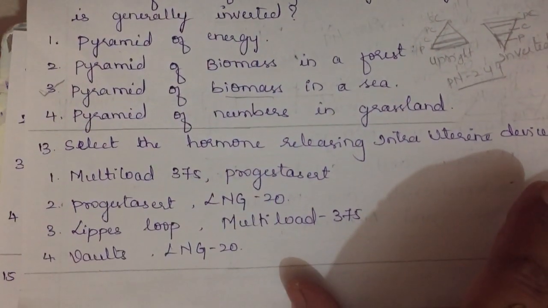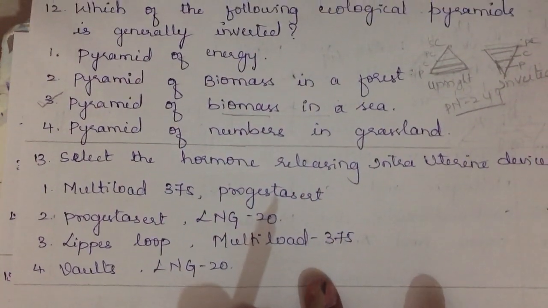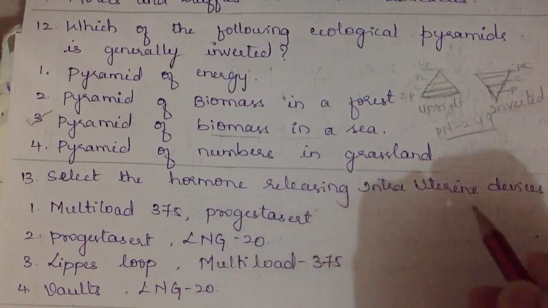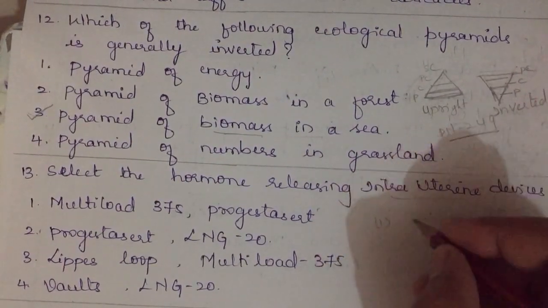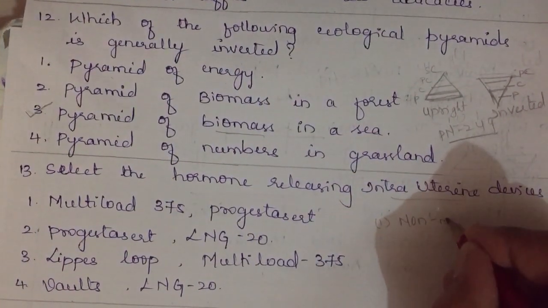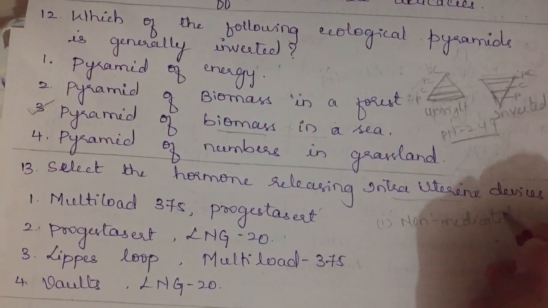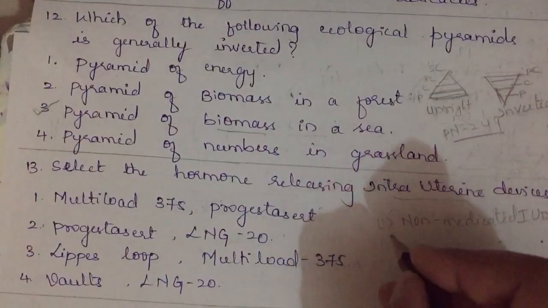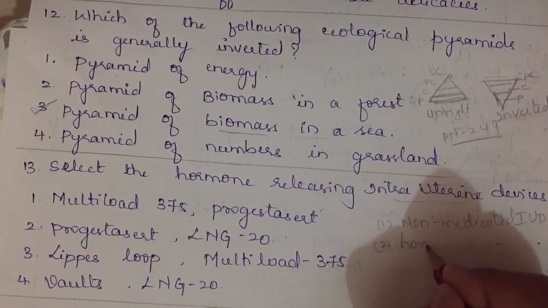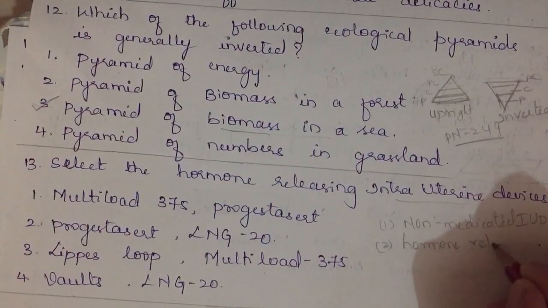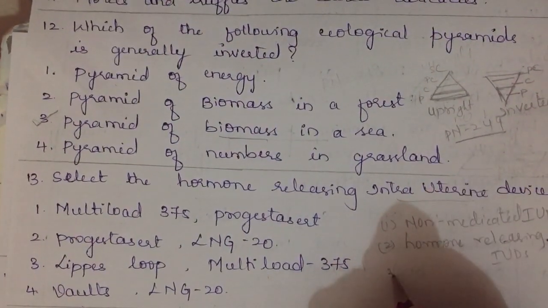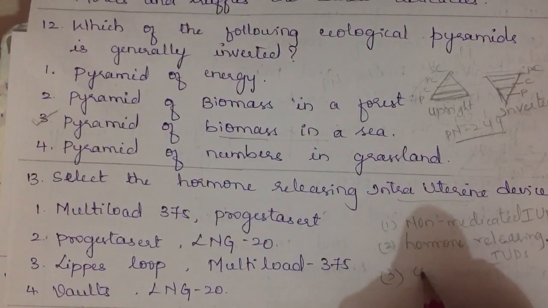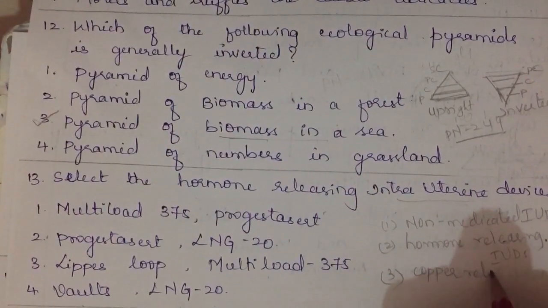Next, select the hormone releasing IUDs. Here IUDs means intrauterine devices. Intrauterine devices are, first one, non-medicated IUDs. Okay, we have three types of IUDs: non-medicated IUDs, second one is hormone releasing IUDs, and third one you have copper releasing IUDs. These are three different types of IUDs with different functions, right?